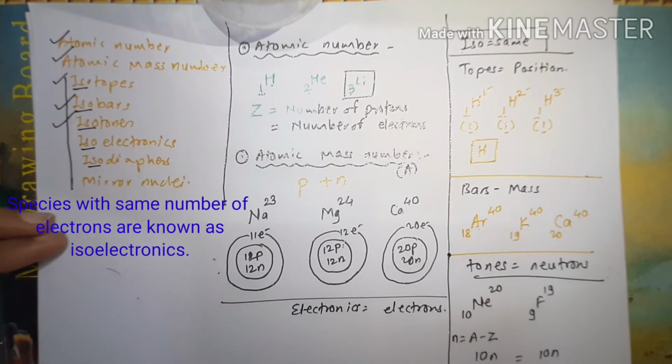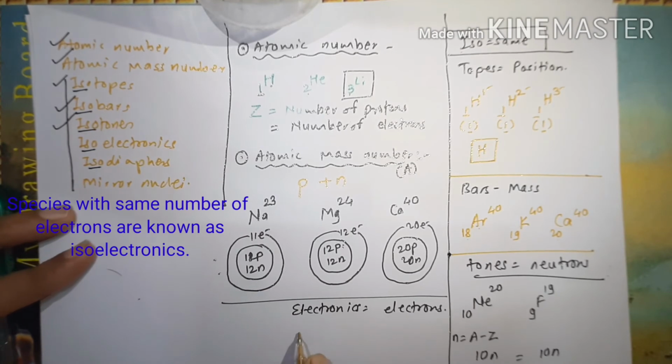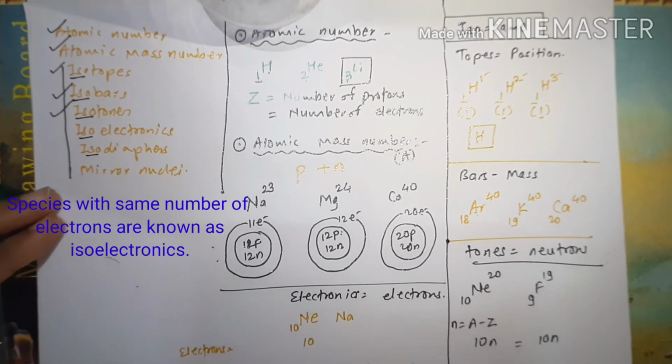For example, we know that neon, atomic number 10, consists of 10 electrons. Sodium, atomic number 11, consists of 11 electrons. But if I consider Na+, it means 1 electron is removed: 11 minus 1, 10.